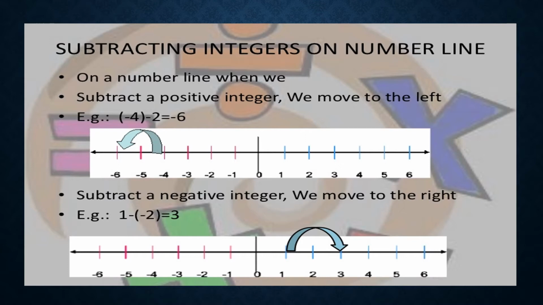Now moving ahead with the integers, we have studied that when we add a positive integer, we move towards the right on the number line. And when we add a negative integer, we move towards the left on the number line, right?